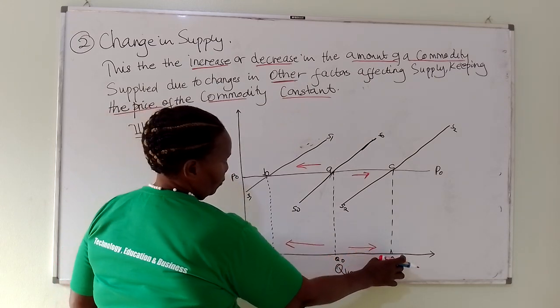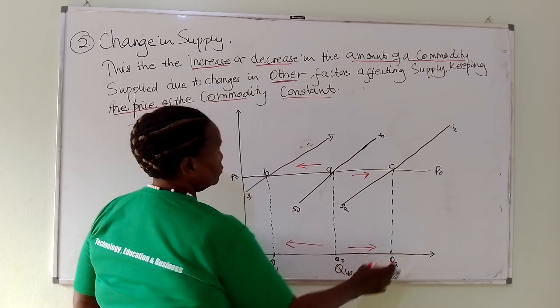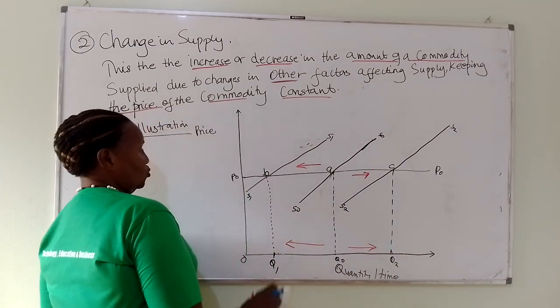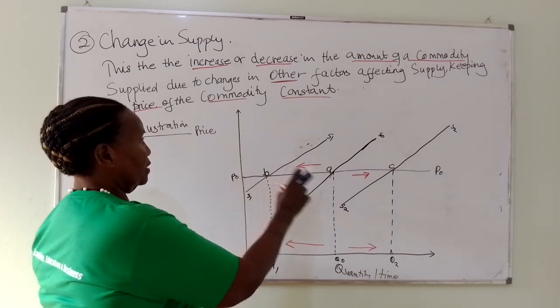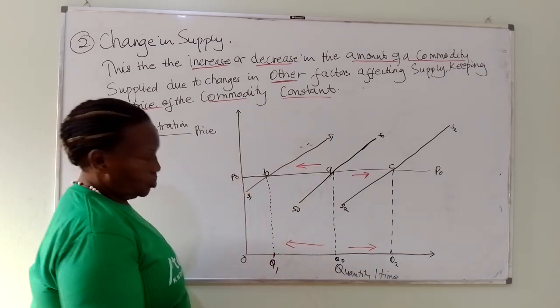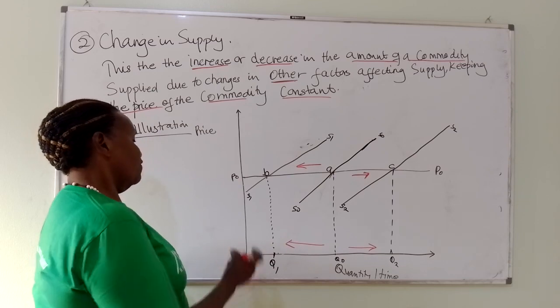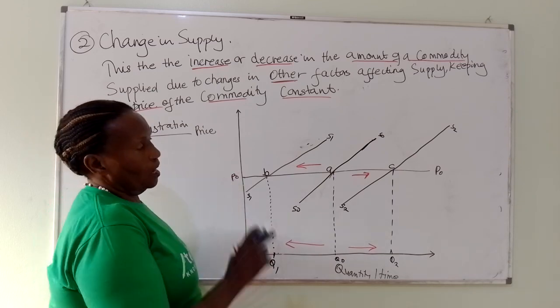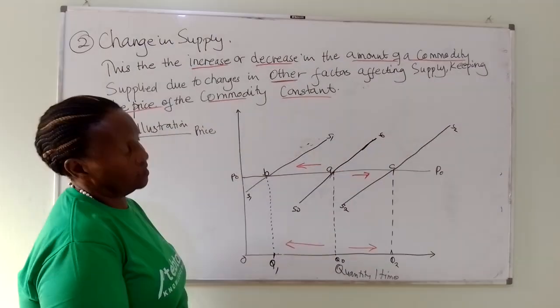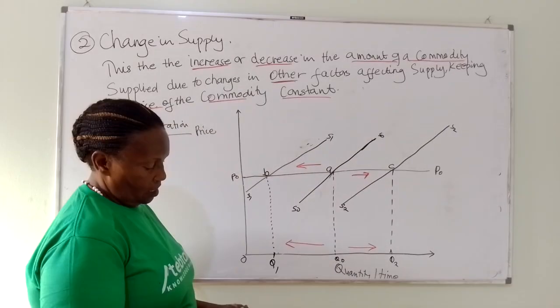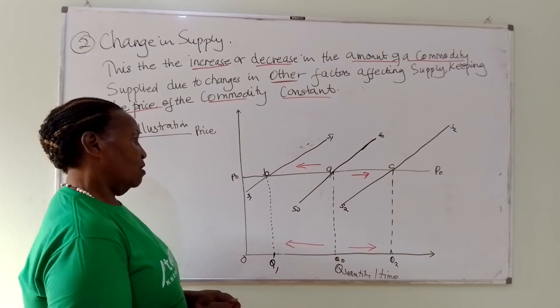And why is our amount supplied greater? It is not because of an increase in the price, no. The price is remaining the same, but maybe the costs of production are low. Now, even if the price has not increased, our suppliers are able to supply more of that commodity as they are using less cost of production.